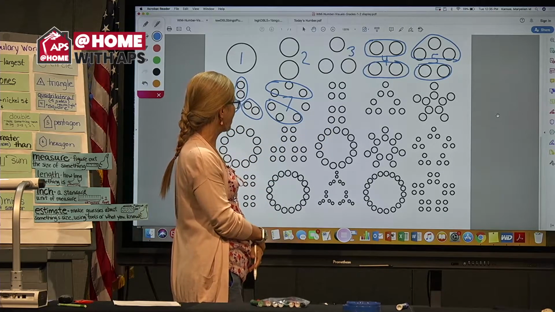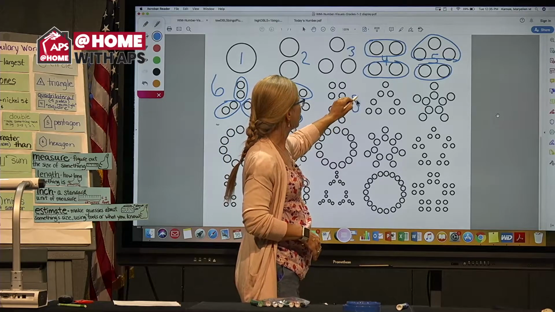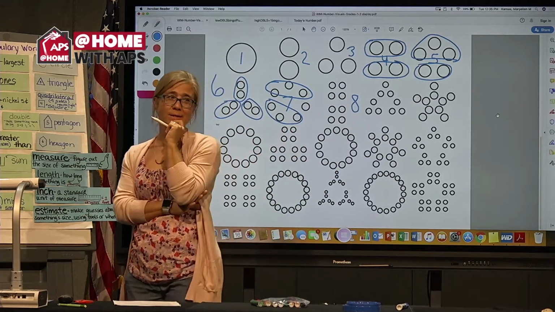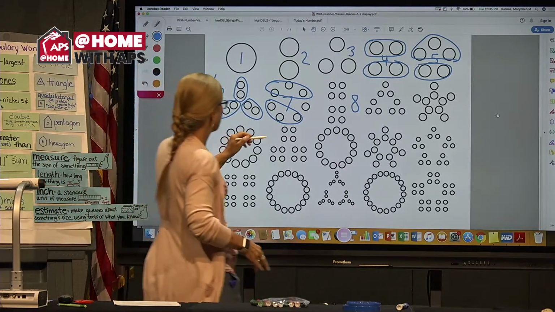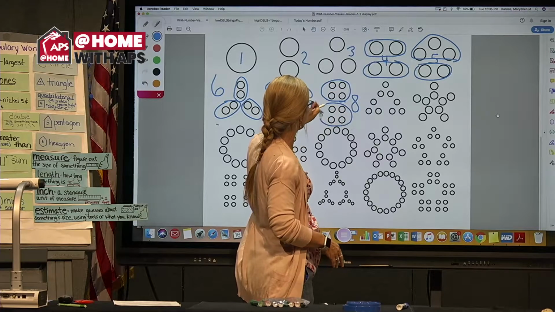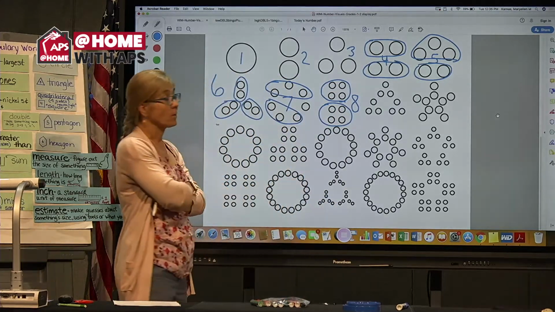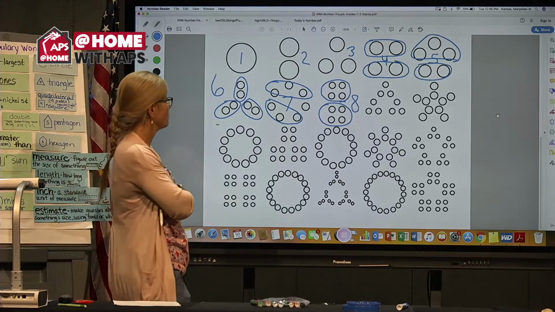We have 8, right? 6, 7, 8. There's a real easy group I see there, right? We've kind of already talked about it. Do you see that 4 and 4? 4 and 4 makes 8. Or it could be 2 plus 2 plus 2 plus 2, couldn't it? But 4 and 4 would be quicker.